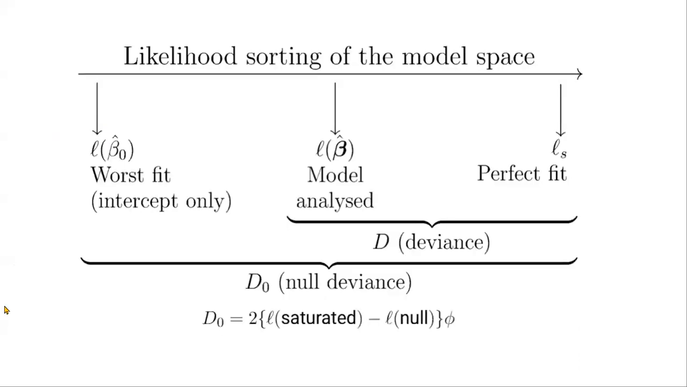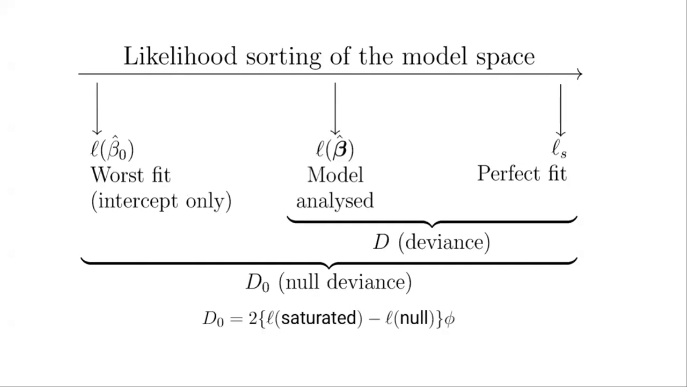Okay, so on this slide, we're comparing the null deviance. On the one hand, we have the worst possible fit. This is the fit of a model which contains just an intercept. It does not contain any covariates. That is going to give us the worst fit. And then at the other end of the spectrum, we have the perfect fit, which is the saturated model. The difference between these two we call the null deviance, if we compute the deviance comparing the null model to the saturated model.